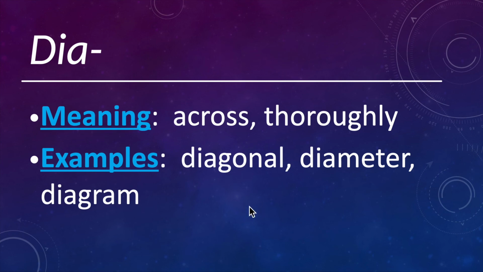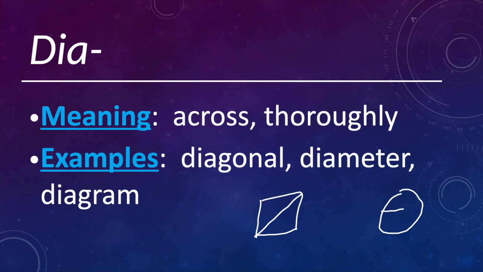And then dia, D-I-A, means across or thoroughly. So diagonal, if you think about a box or a square and you go diagonally, you're kind of going across that. Diameter, think about the diameter of a circle. It's basically across the circle. And then a diagram is basically anything that is drawn thoroughly. So a diagram of something should be a very thorough drawing.